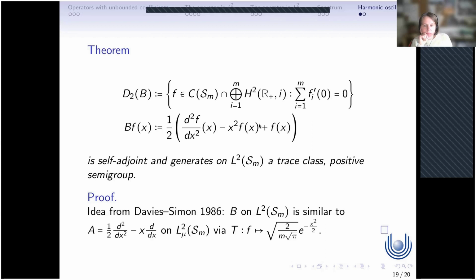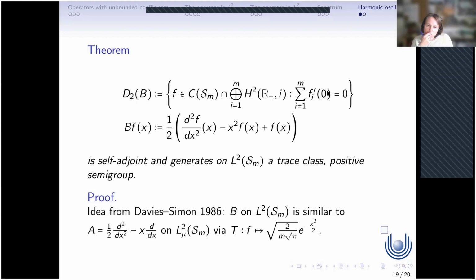And we could prove that this is a self-adjoint operator on L2 of a star, and in particular it generates a trace class and positive semigroup, which is exactly what you would expect from an operator from quantum mechanics. The interesting thing is that we can also characterize the domain of this operator, which is, again, what we'd expect: just edgewise H2 functions that are additionally continuous in the center and satisfy a Kirchhoff condition.